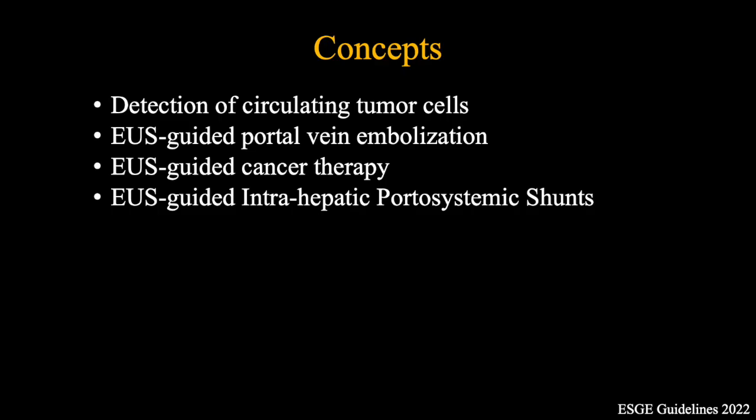Additionally, selective embolization of the right portal vein to induce left hepatic lobe hypertrophy prior to right hepatectomy, transarterial microbead injection into the hepatic artery in liver metastasis, and EUS-guided intrahepatic portosystemic shunts for complications of portal hypertension appear to hold promise in the distant future.